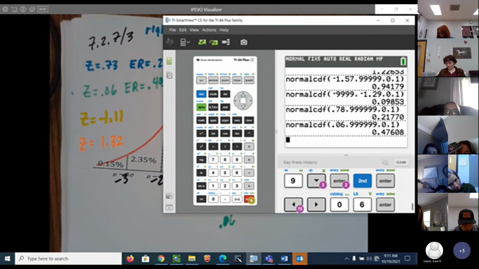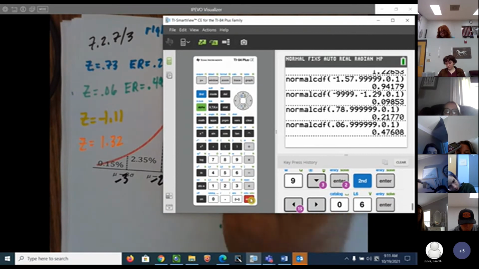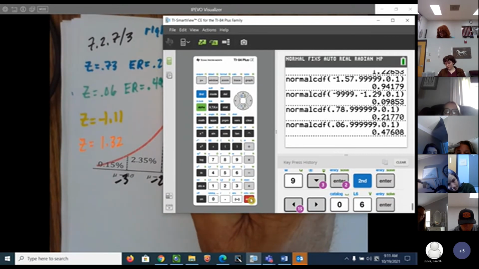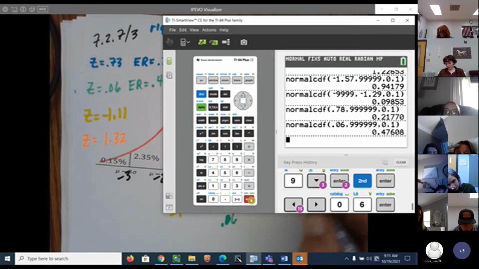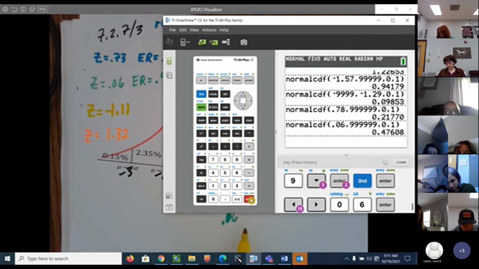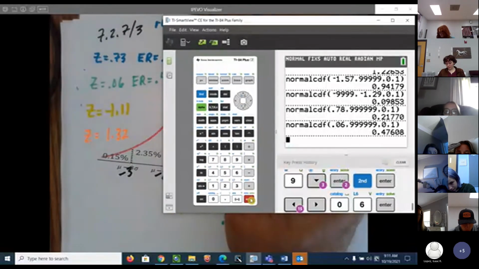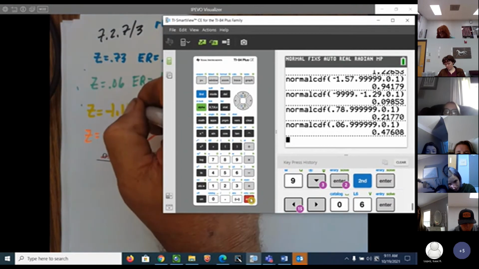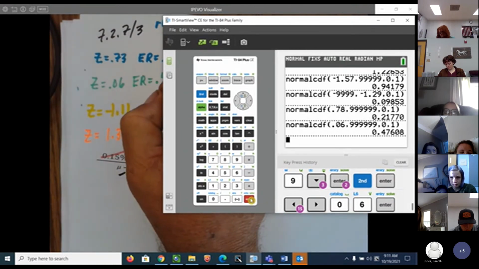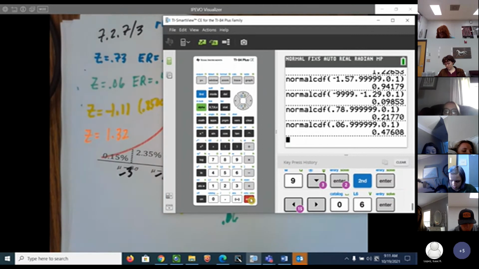Yellow is negative 1.11. And of course, that's going to take up more than 50%. So that's going to be 50 plus 34, that's 84 right here. And for 1.1, you're going to add 1.3. So I'm going to say 0.8500 for the empirical rule.